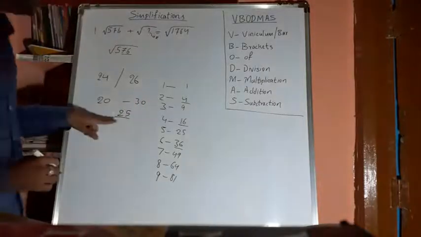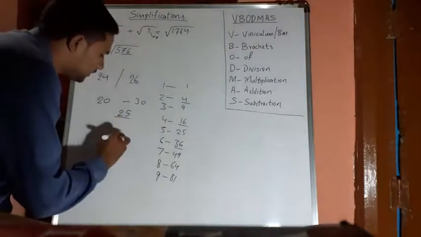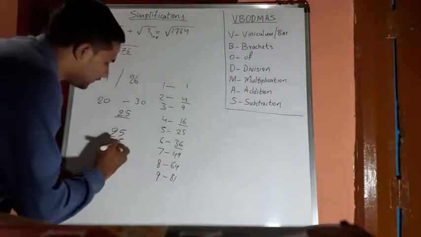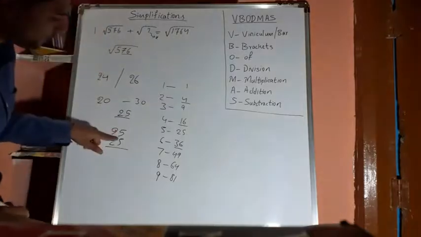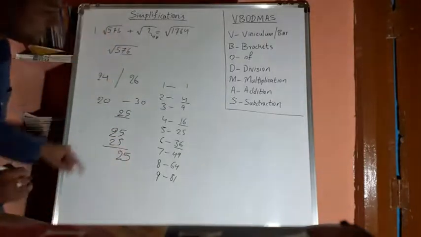25, right? So I am selecting the 25 as my middle number. So try to multiply this. 25 into 25. How much is it? 5 5s are 25. So keep it as it is.